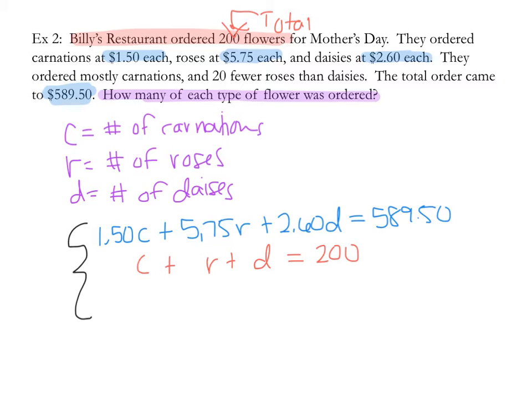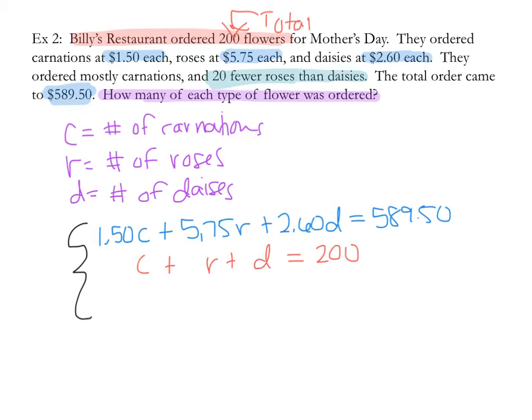And then there's one other thing they told us that's important, and this is the one we have to think about a little bit to figure out how to make this happen. So they ordered mostly carnations. That's really not a mathy thing that we can work with. We do know that that should be the biggest number when we do this in a second, but this gives us something mathy we can do. There are 20 fewer roses than daisies.